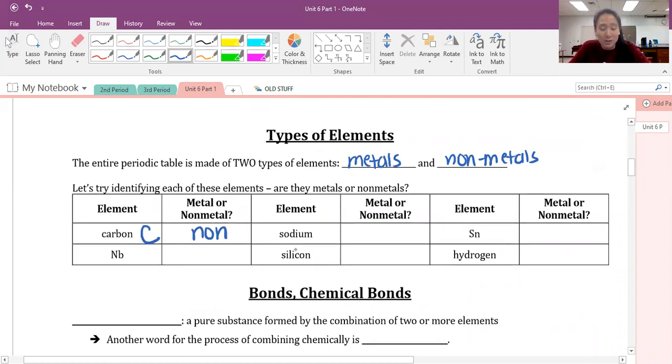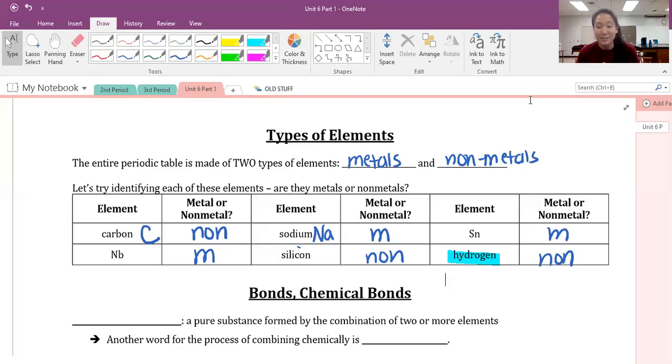I'm going to give you a second to figure out the rest of these. You can take a quick pause and try to find the next four on your own. I'm going to show the answers in just a second. Okay, so here are the rest of the answers. Remember, sodium is not the letter S, it is Na, so it is a metal on the left-hand side. Silicon is a nonmetal. Tin is a metal. Remember, hydrogen is the one that people most commonly miss, but it is a nonmetal.